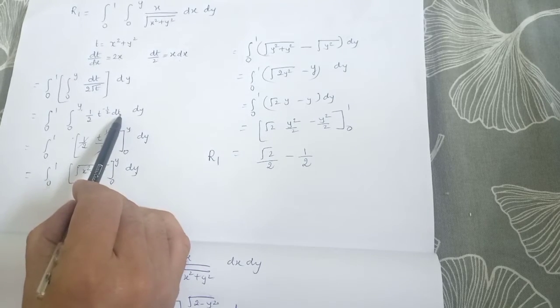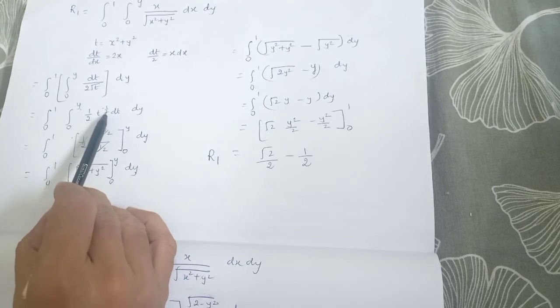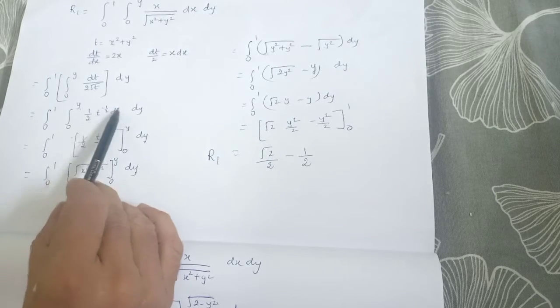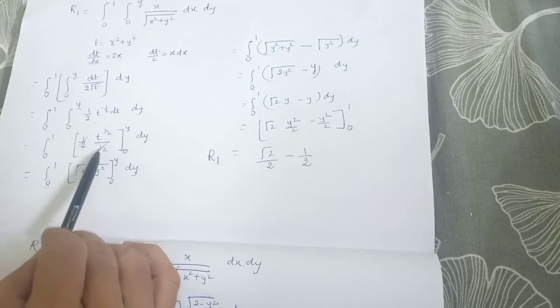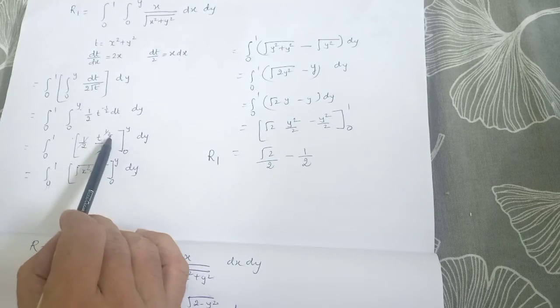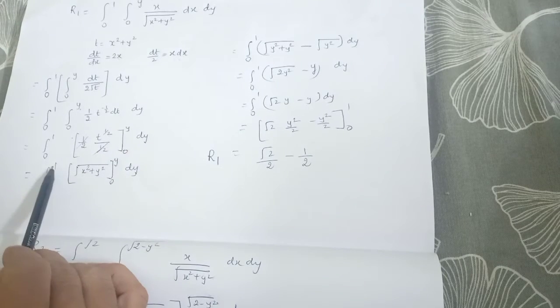Using the formula, integral of x power n dx is x power n plus 1 by n plus 1. So t power minus half plus 1 divided by minus half plus 1. Minus half plus 1 is half. Half cancels, giving t power half, limit 0 to y, dy.